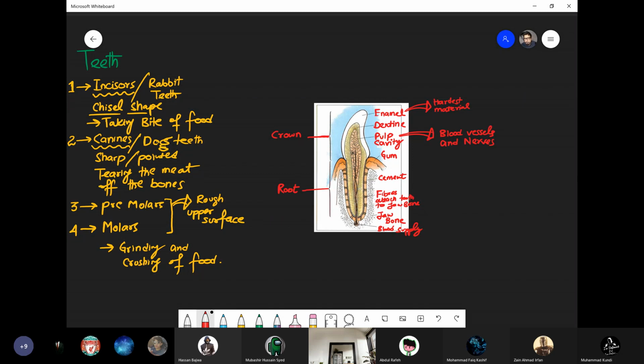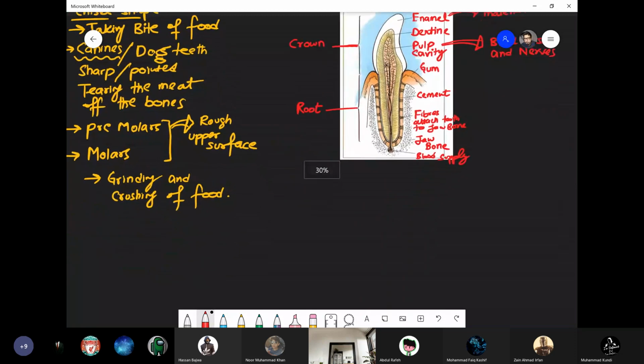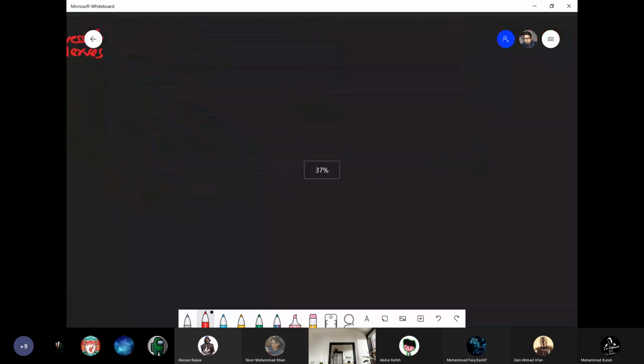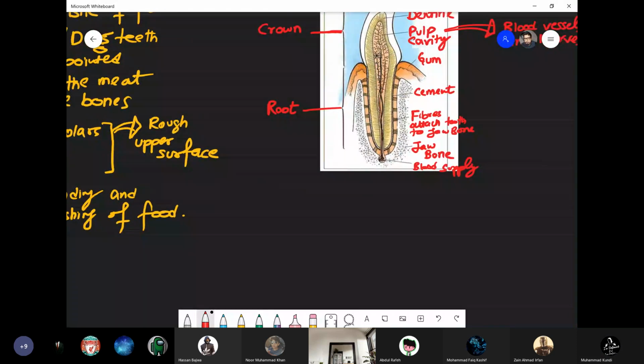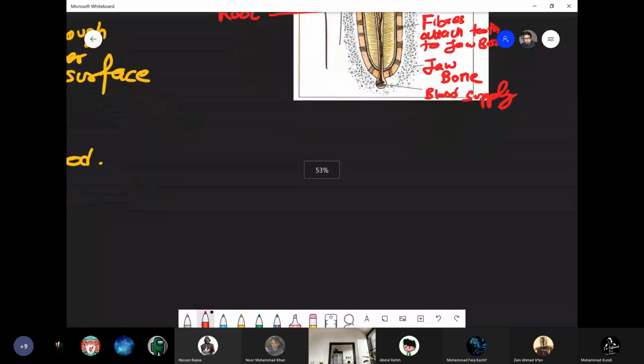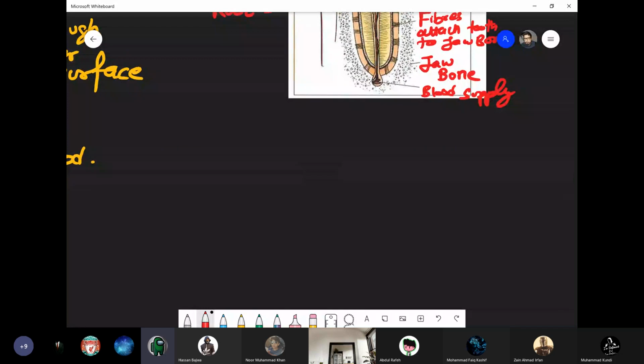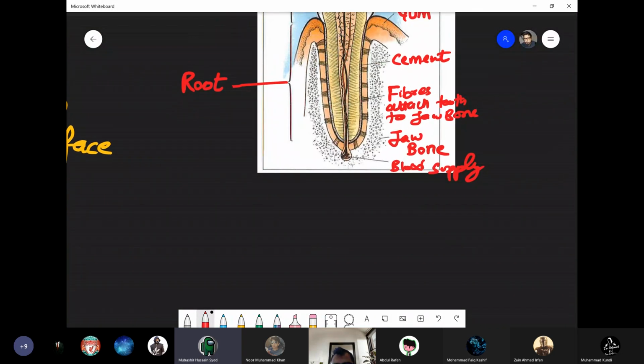Did you guys understand this? Sir, we have to learn all these labelings. Yes, that's why I taught you. You have to memorize these labelings. It can come in the exam. Sir, can you explain the fiber part again and the jawbone?